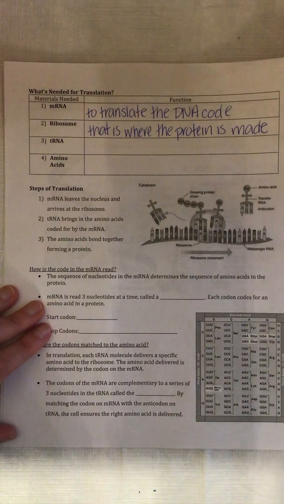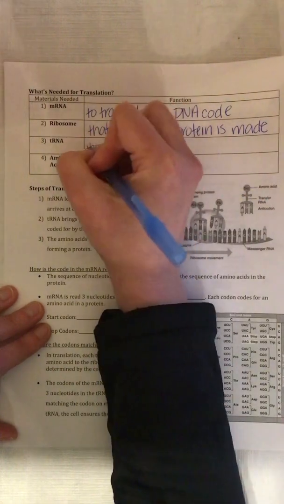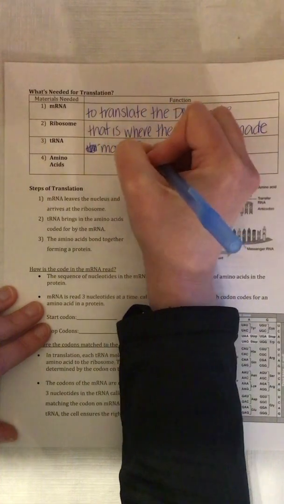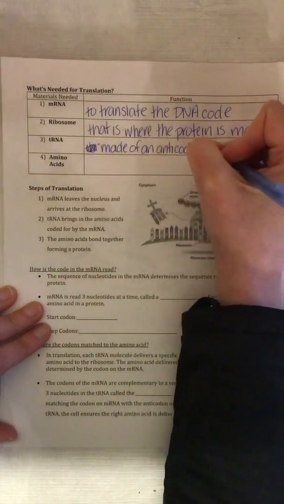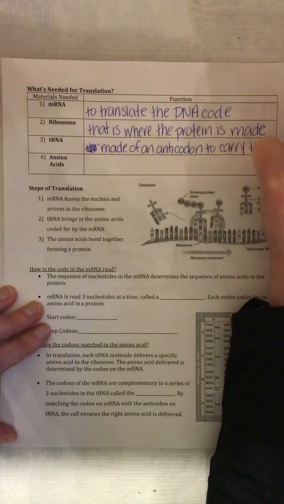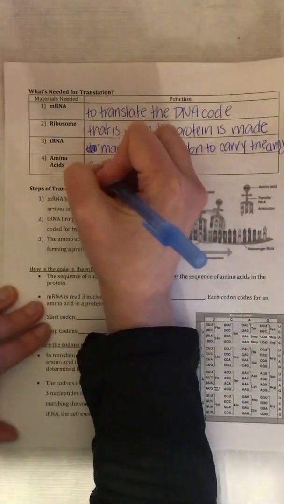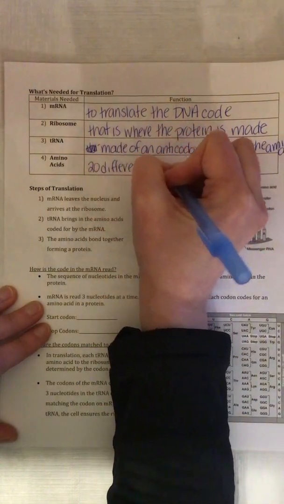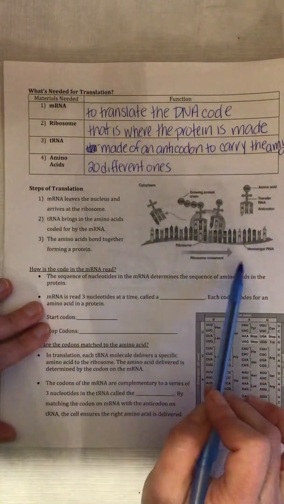We then have a tRNA. This is made of an anticodon to carry the amino acid. And then we have the amino acids, and we have 20 different ones. And you know that from your activity. So we have our steps here in this picture.